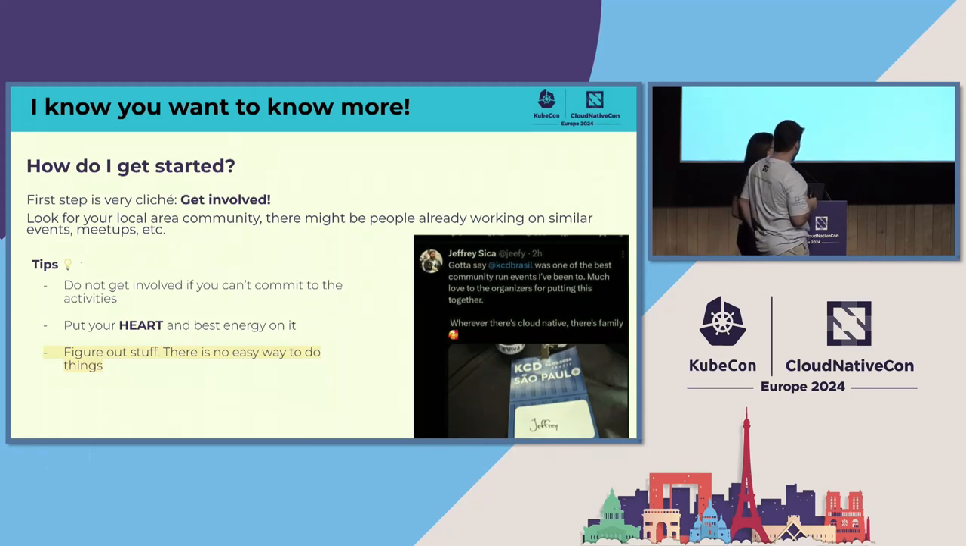Basically, I think it's important to mention the three main tips here. The first one is do not get involved if you can't commit to the activities. Make everything clear to the organizers, to the rest of the team. If you don't have time, make it clear. Maybe it's interesting to be just a volunteer. You're not committing to activities, for example. Set the right expectations of your work, okay?